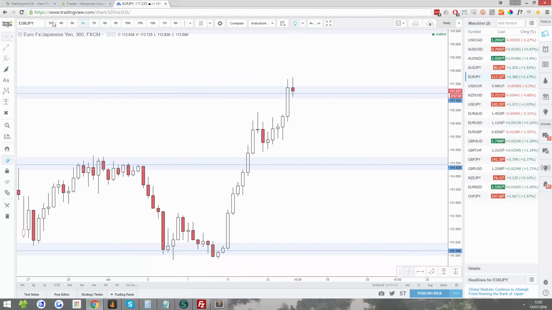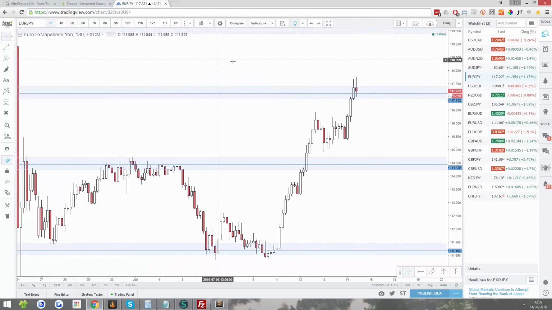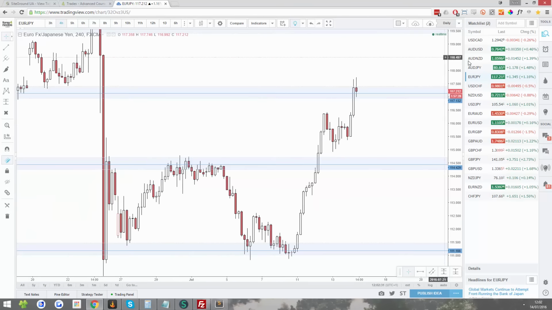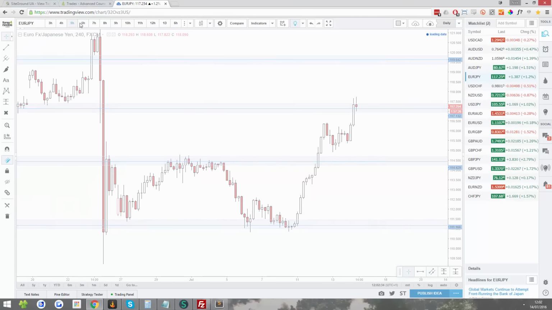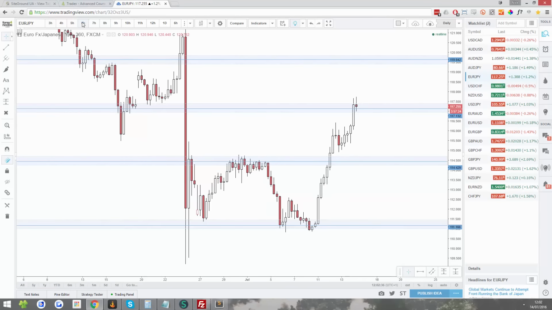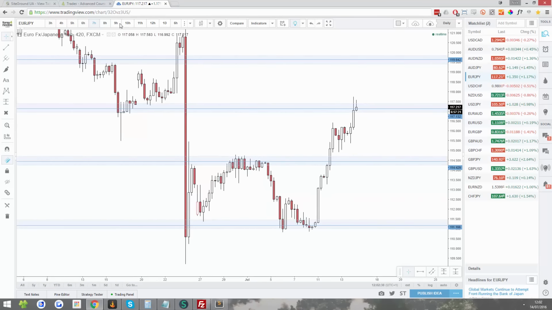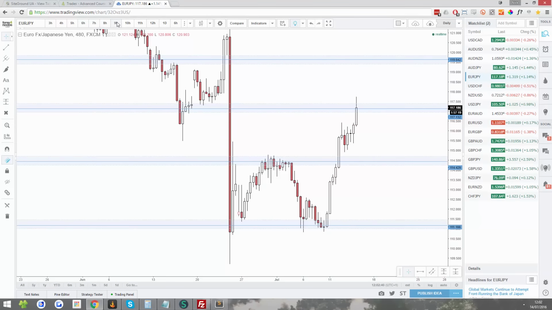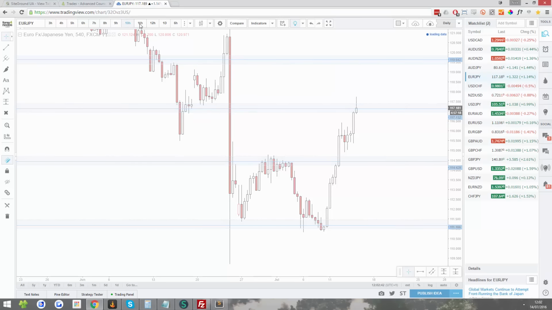Okay, so EURJPY looks a lot like AUDJPY. Yeah, look at this. We've got indecision across the board. I get a feeling we're going to see this on all JPY pairs right now. Yeah, it's probably going to be a very similar pattern everywhere.